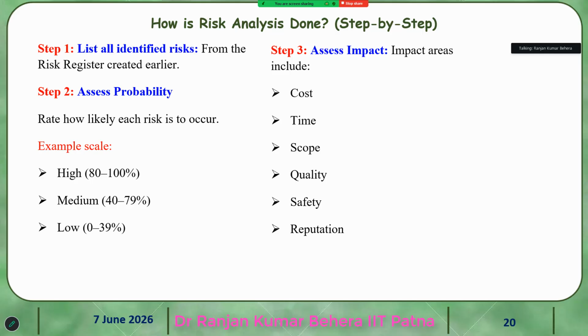Then assess the impact, the impact area, where it will impact. The first one is cost. The second one is time. The third one is scope. The fourth one is quality. The fifth one is safety. And the sixth one is reputation.